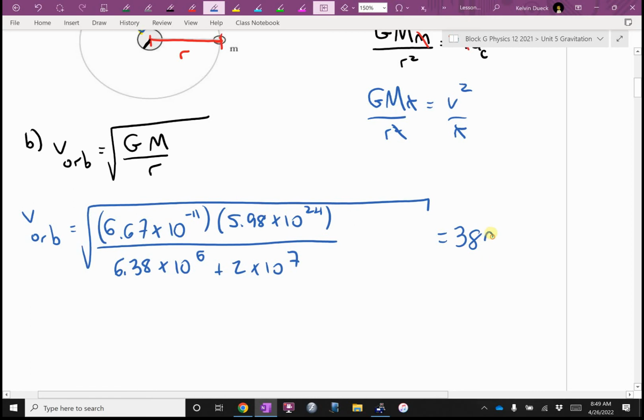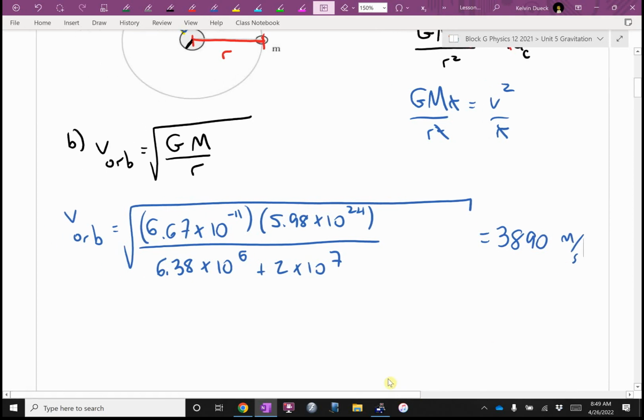I'll call it 3,890 meters per second. Okay. So let's rehash. If we see the word orbit, gravity is what's pulling us in a circle. And from there, we can derive whatever we need to derive. We need to make sure, did they give me an altitude or did they give me an orbital radius?